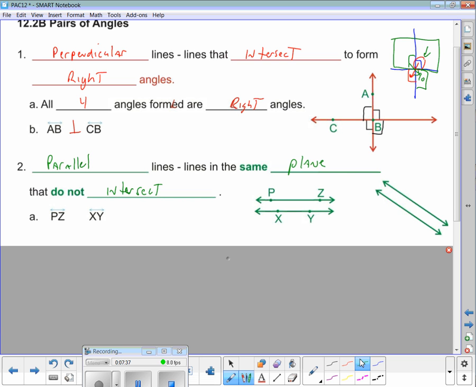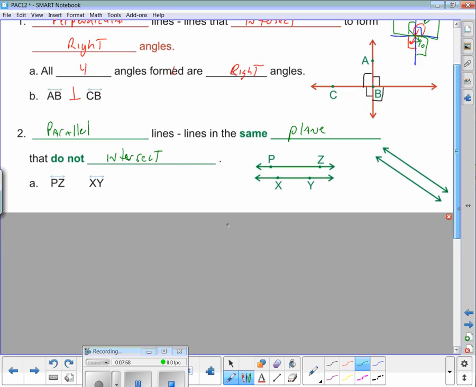And no matter how I do it, if they're in the same plane, in this situation, they are not going to be parallel. Now, if I keep them in the same plane, now they're parallel. This one will go on forever, this one will go on forever, and neither one will intersect. Lines in the same plane that don't intersect.